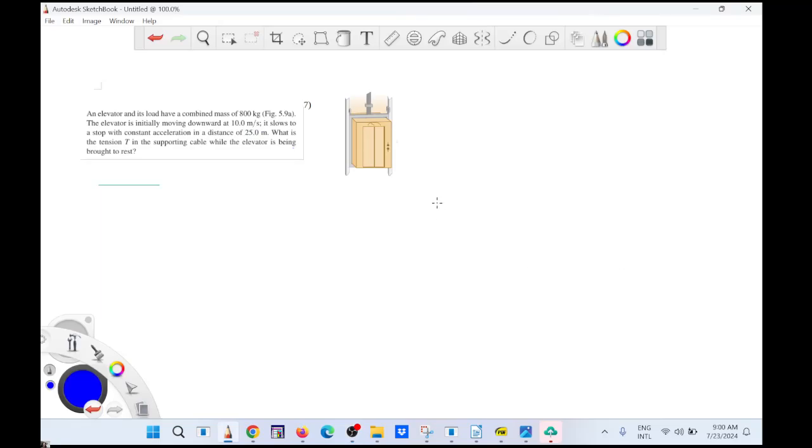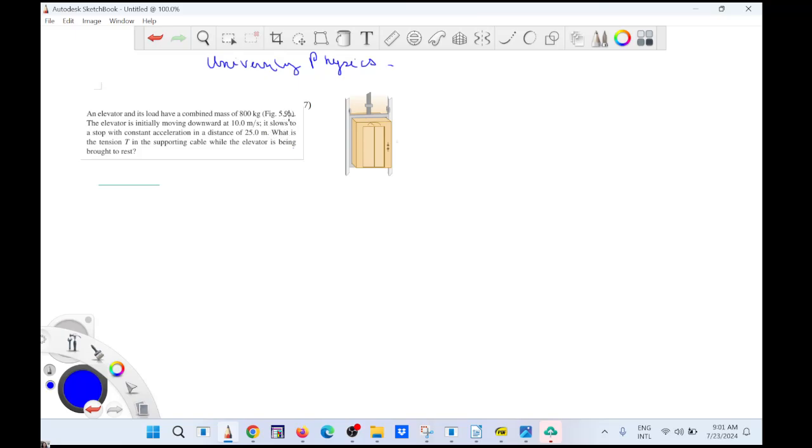Hi guys, so this one is the elevator problem. It's also a classic one, and it's also coming from your textbook, University Physics by Young and Freedman. So this one is part A, and you can read. It's very important to understand what's going on.